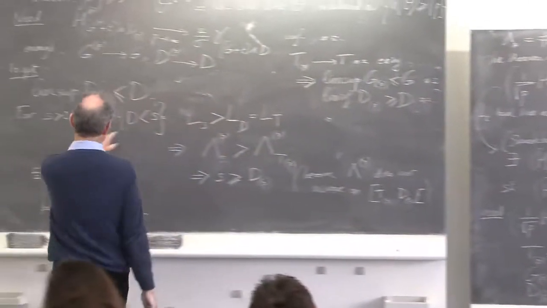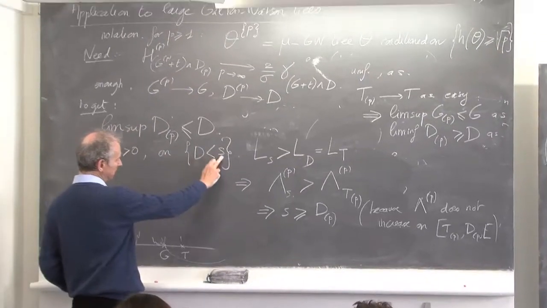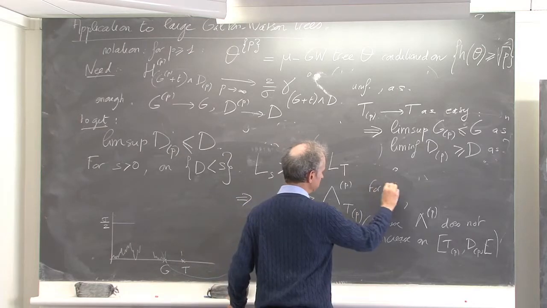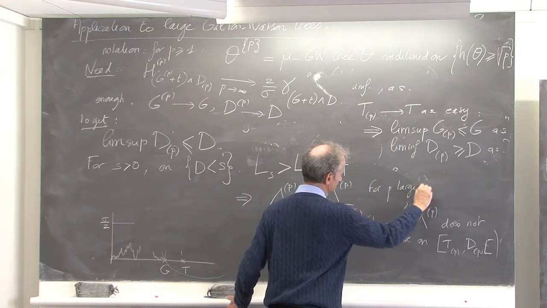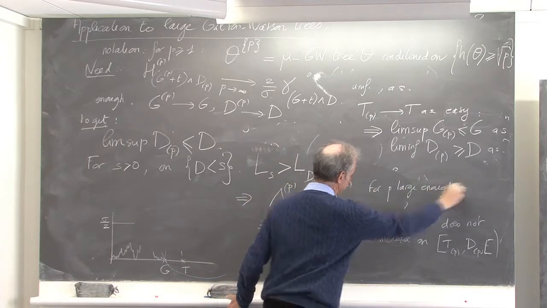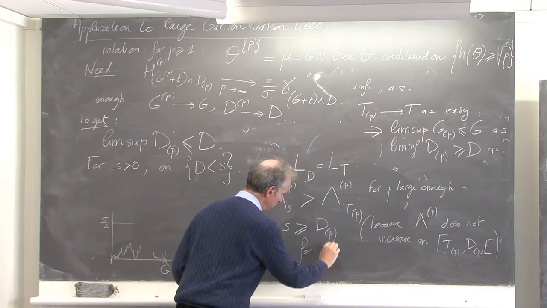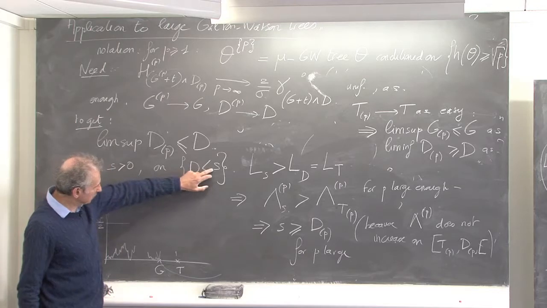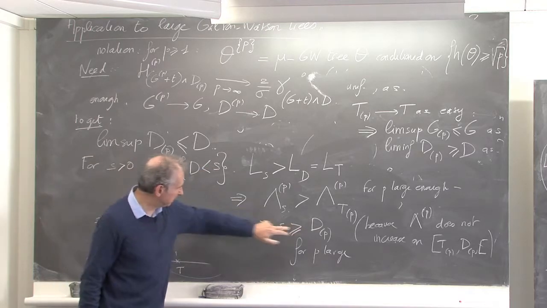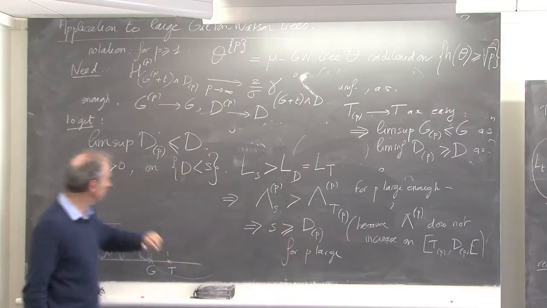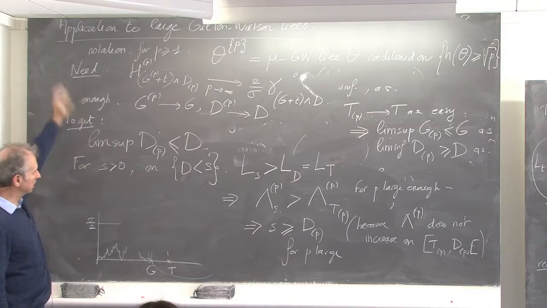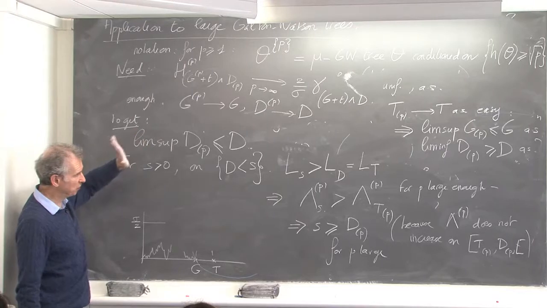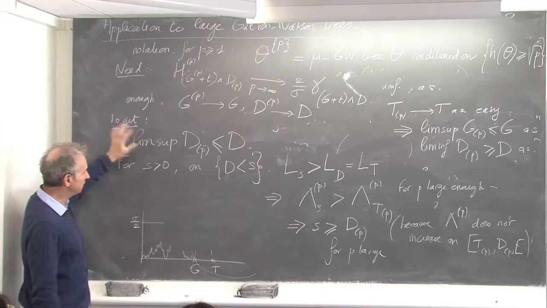Okay, so what you get is that if you know that D is less than S, well, I should have said here, this is for P large enough. And so this also is true for P large. If you know that D is smaller than S, you also get that dP is smaller than S for P large. Okay, so this is exactly the same as saying that the lim sup of dP is less than T. Okay, so this gives you, well, the other direction.